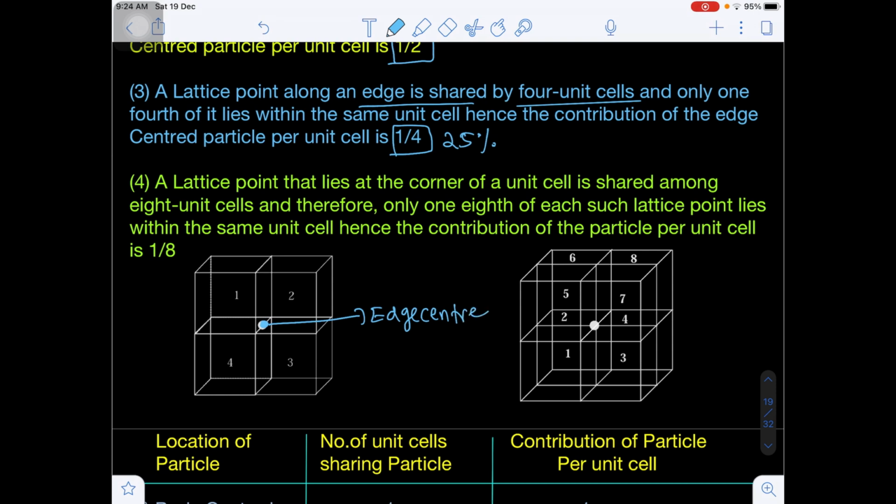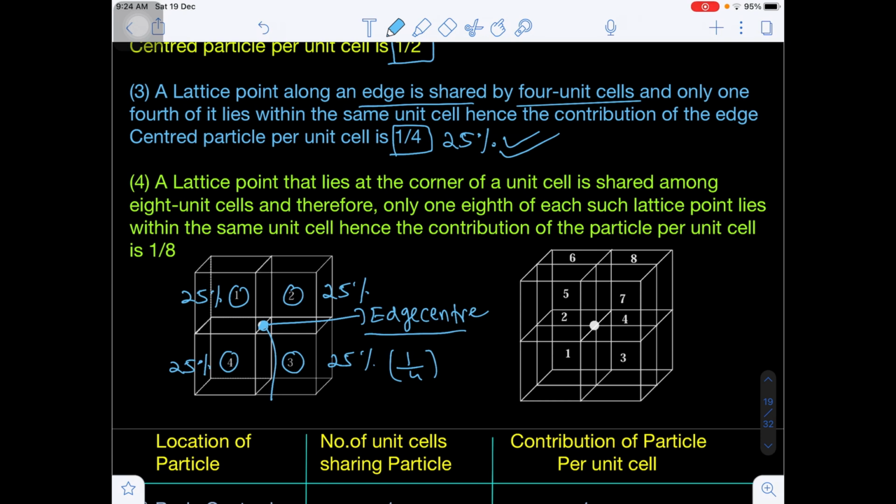In this diagram, if you see, this is the lattice point corresponding to the edge center. This edge center lattice point belongs to unit cells 1, 2, 3 and 4. A total of 4 unit cells are sharing the edge center. That means this lattice point contributes 25% to each unit cell, because that point is located between the 4 unit cells. Per unit cell its contribution will be 25%, that is 1/4 of the particle belonging to each unit cell. Yes or no? This is very important, that is the edge center lattice point.